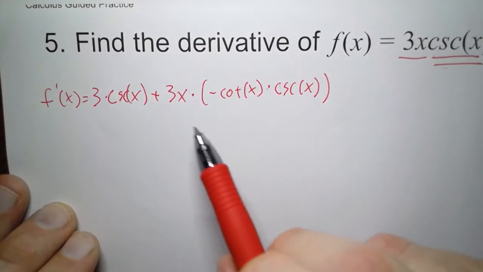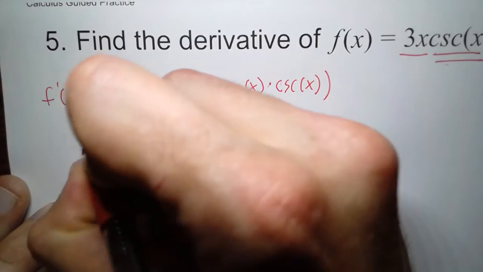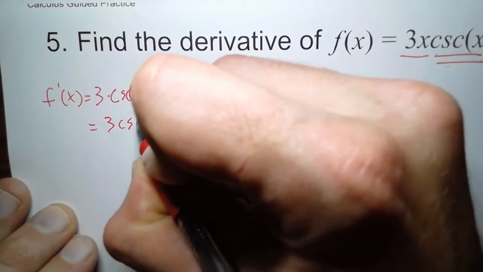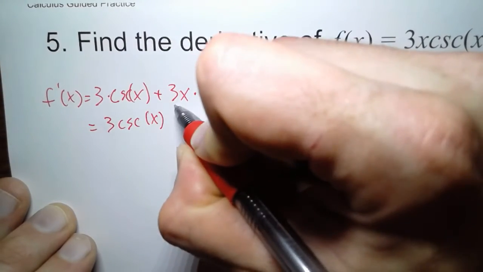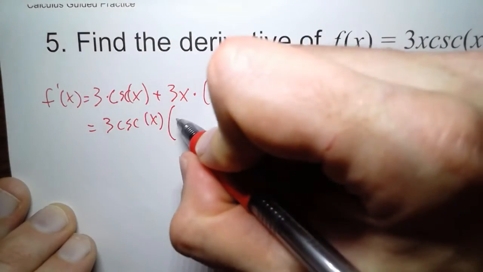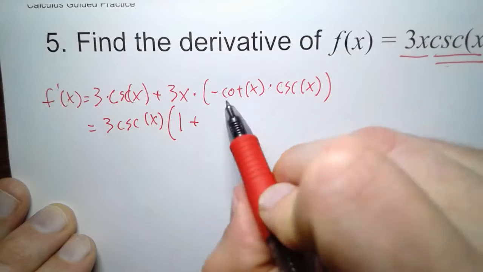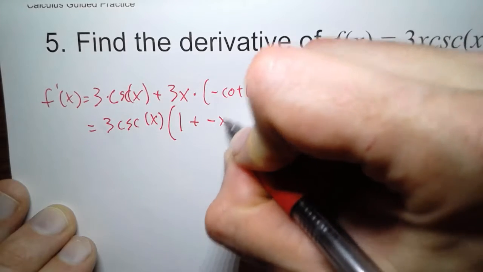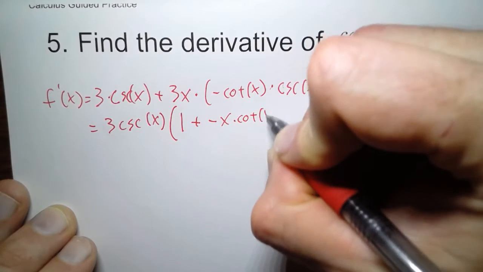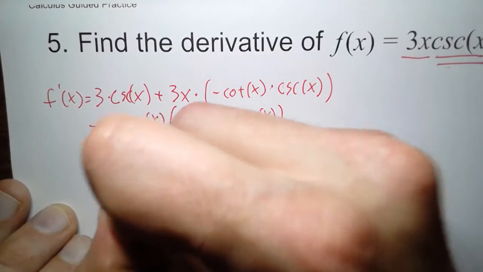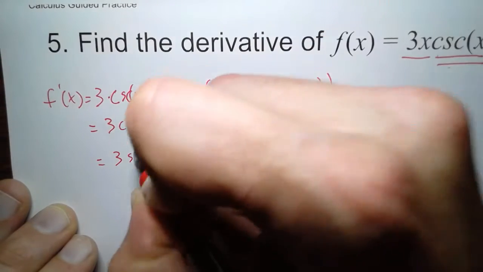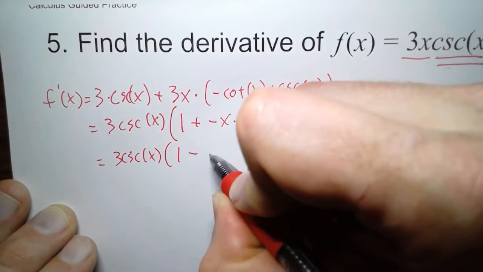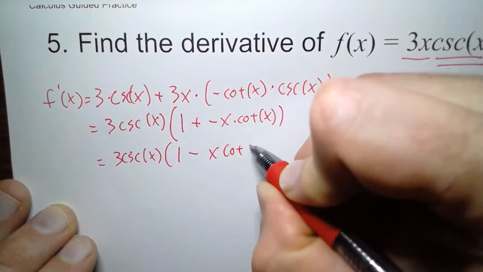And to simplify this, we can factor out like terms. Both of these have a 3 in common, and both of these have a cosecant in common. And so when we factor that, we're left with a 1 from the first term. Here we're left with an x and a negative cotangent. So negative x times cotangent of x. So if we simplify that, we'll get rid of the plus minus. So cosecant of x times 1 minus x cotangent of x.